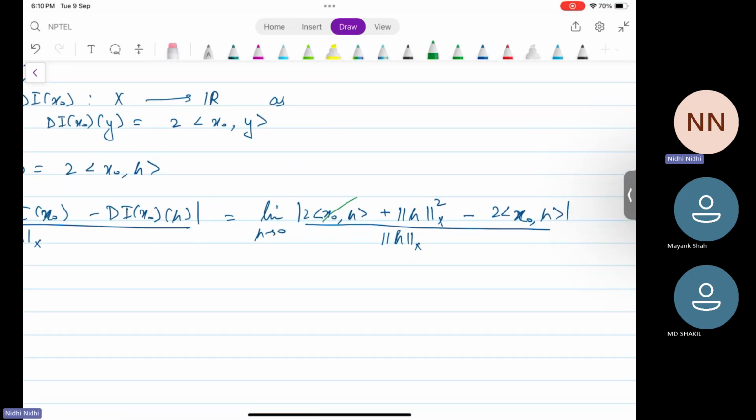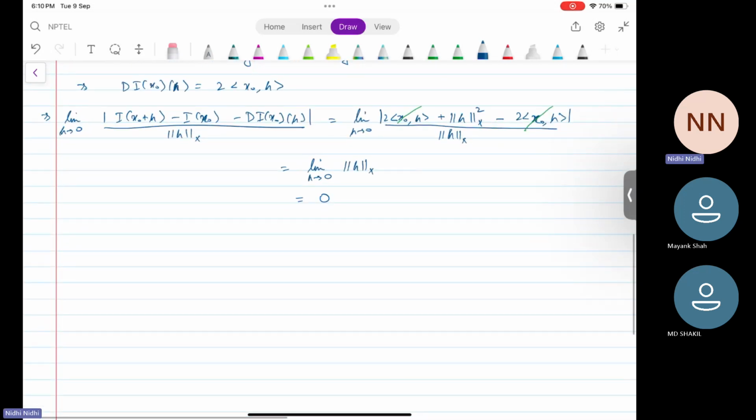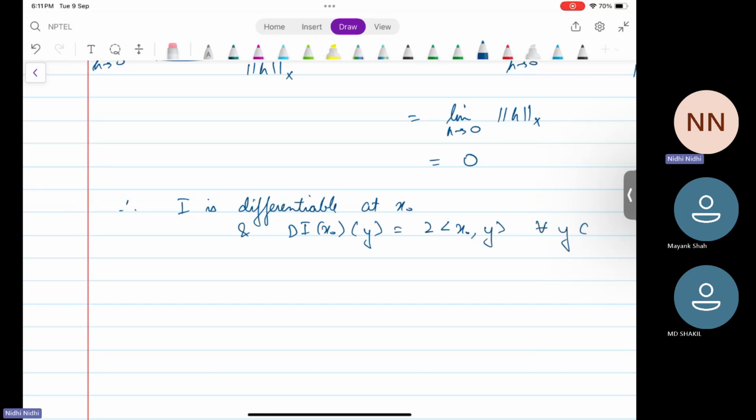So this will get cancelled out and we will be left with the limit as h tends to 0 of norm h, which will be 0. Therefore, I is differentiable at x naught, and the derivative of I at x naught at any point y is given by 2 times <x naught, y> for every y in X.